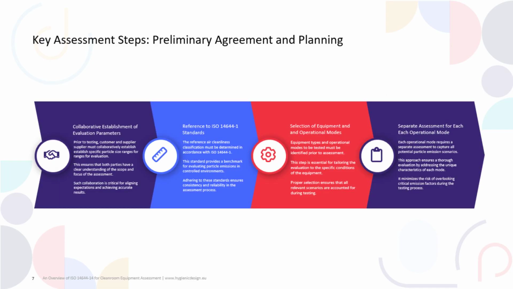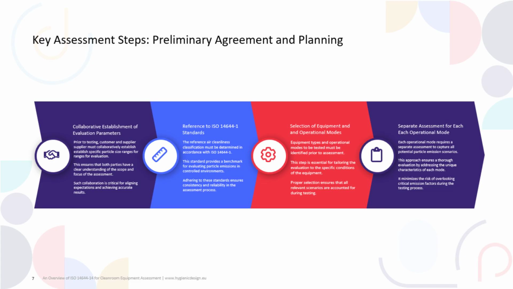In the preliminary agreement and planning phase, it is essential for the customer and supplier to work together to establish specific particle size ranges for evaluation. This collaboration ensures that both parties clearly understand the scope and focus of the assessment, aligning expectations and helping to achieve accurate results. Next, the reference air cleanliness classification must be determined according to the ISO 14644-1 standard. This standard serves as a benchmark for evaluating particle emissions in controlled environments, and adhering to it guarantees consistency and reliability throughout the assessment process.